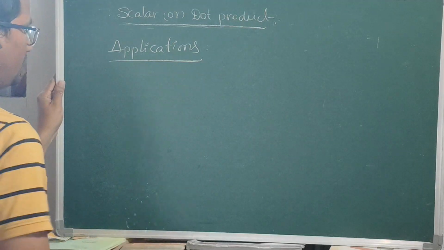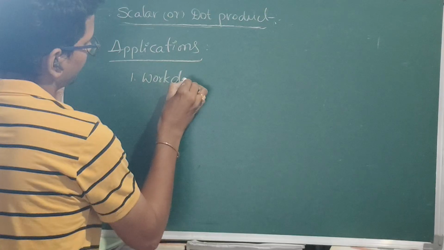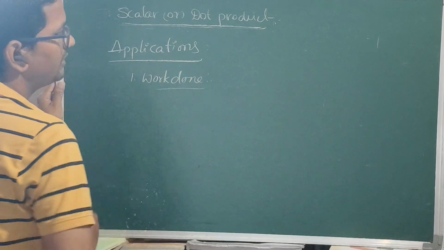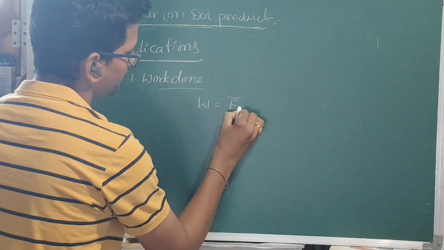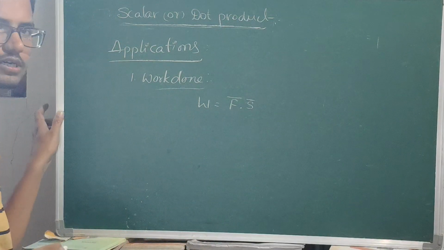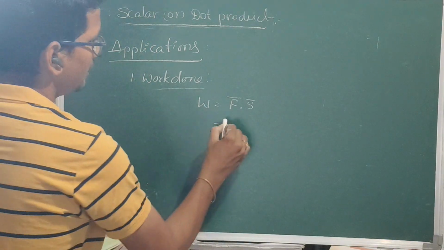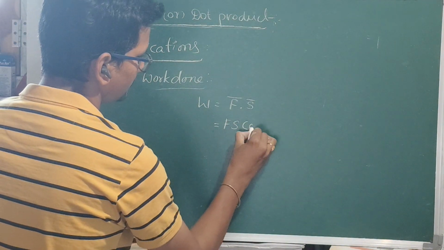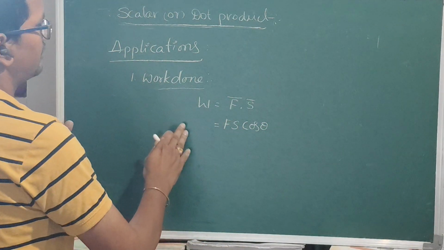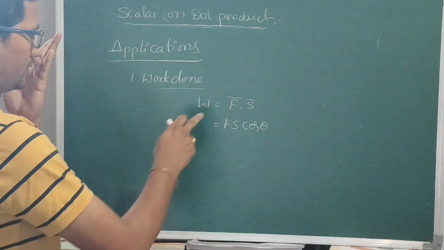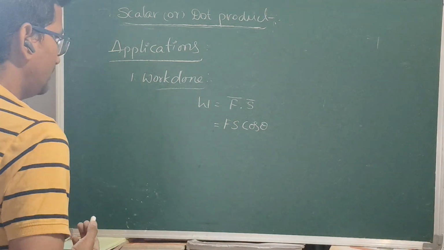Applications. For example, the first one is work done. Work done is equal to force into displacement, meaning F bar dot S bar. What is F bar dot S bar? It is F S cos theta. This is one of the applications of the scalar or dot product. We can replace the dot with F S cos theta.